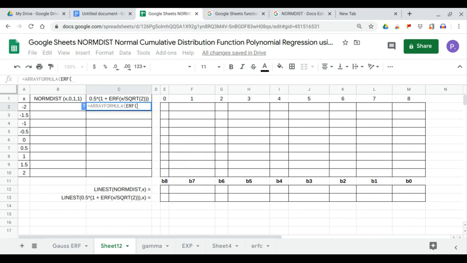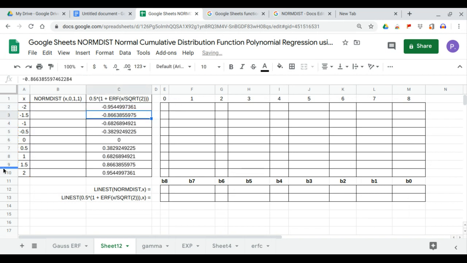ERF of the x values over square root of 2. And we continue. We add plus 1. That is 1 plus, and then 1 half, or we just say 0.5 times. And then another side we will have also 0.5.